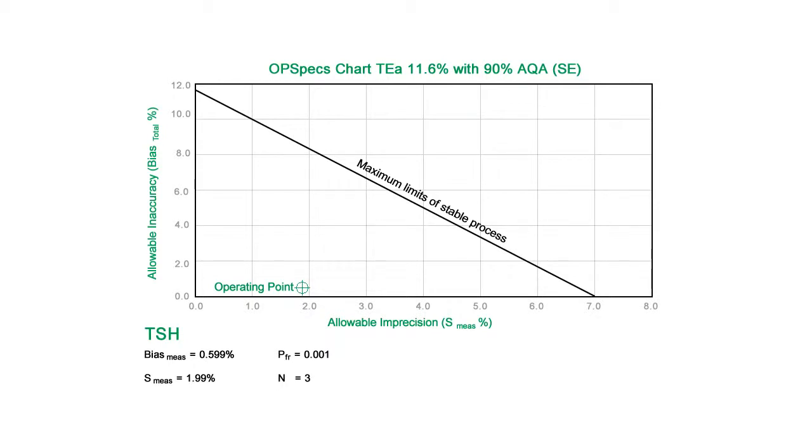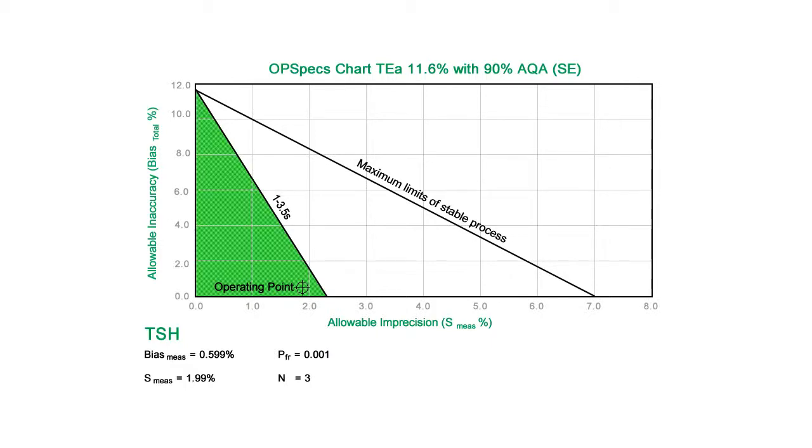The first is the maximum limits of stable process. This represents a 1.65 sigma. Our second line is labeled with the suggested QC rules. In this case, 3.5s. Ideally, we want both of the lines to be above the operating point. This indicates that we're meeting or exceeding the level of quality assurance listed in the title of the chart.